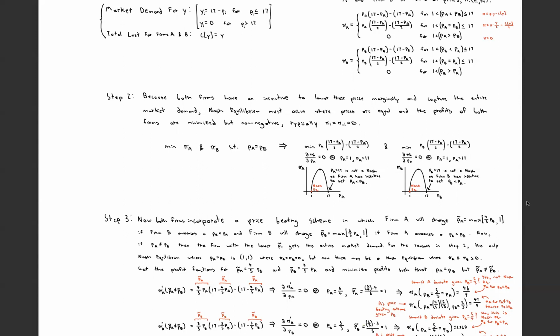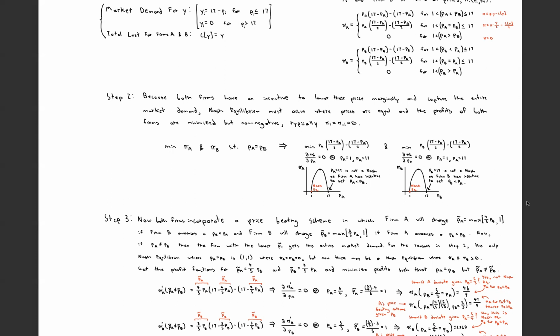Now, if firm A's price does not equal firm B's price, then the firm with the lower price gets the entire market demand. And that's what drives the entire problem here. For the reasons in step two, the only Nash equilibrium is going to be where price of good A equals price of B. And it's going to be 1, 1, where the profits of both are equal to 0.